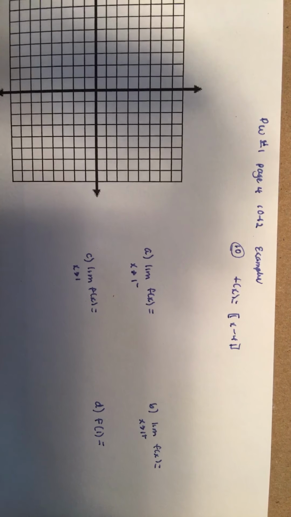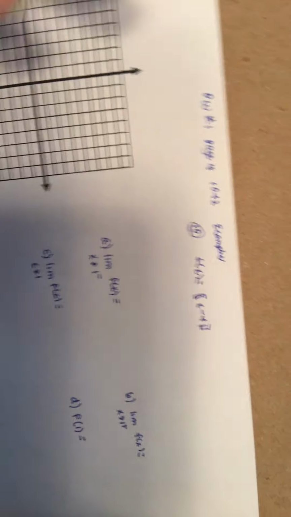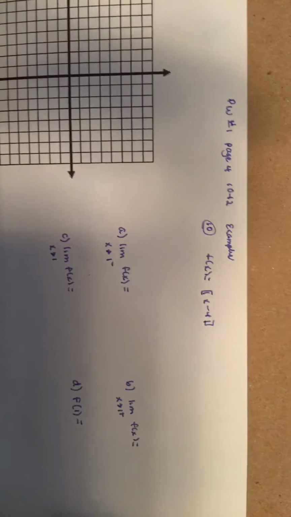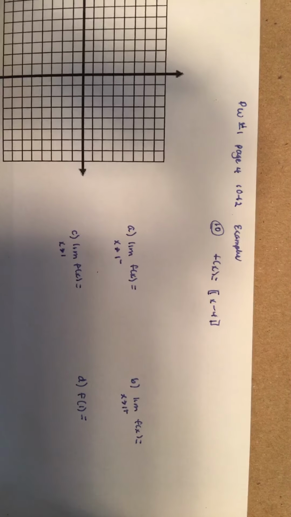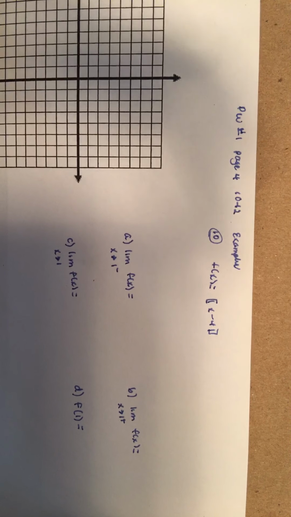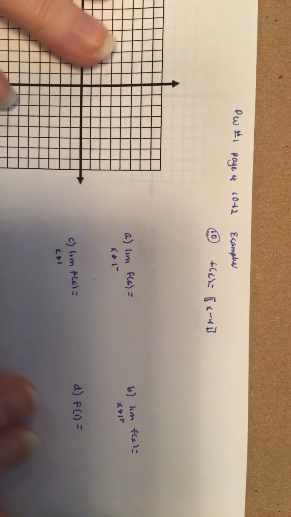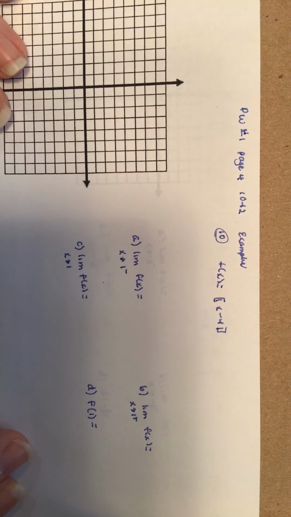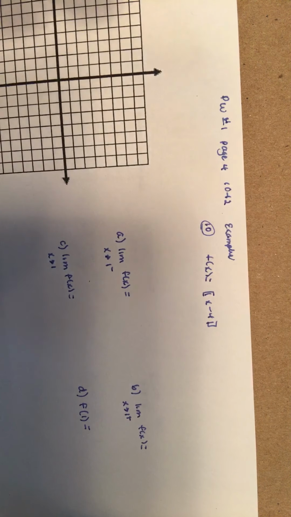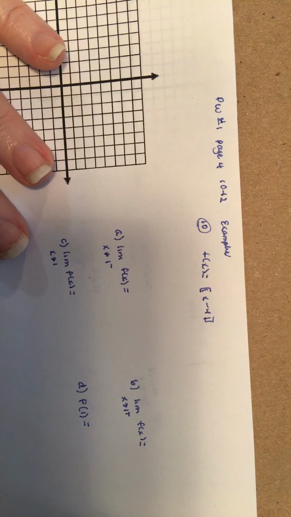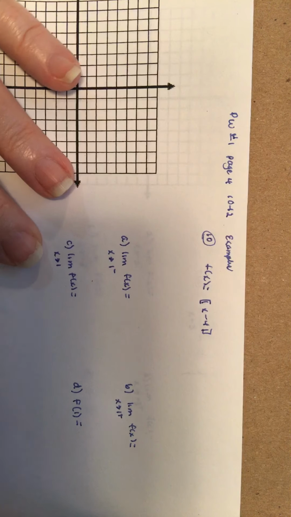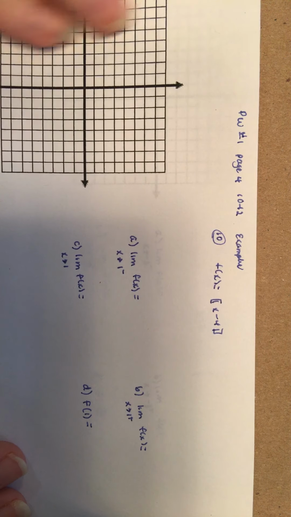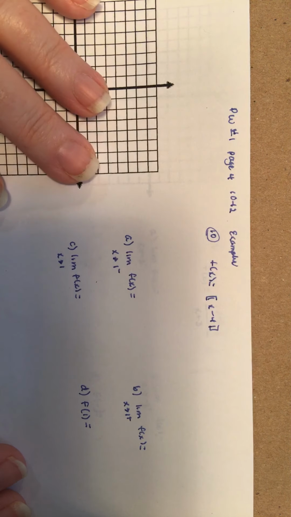So we're back for more. We're on page 4 of Piecewise. We'll try again. We're on page 4 of Piecewise number 1. I'm attempting to get it adjusted here. Okay. I think you can see most of the graph.